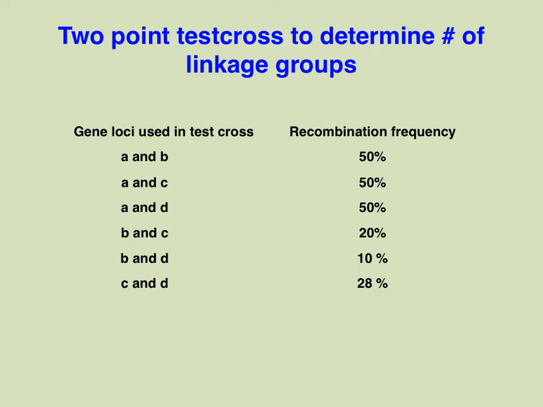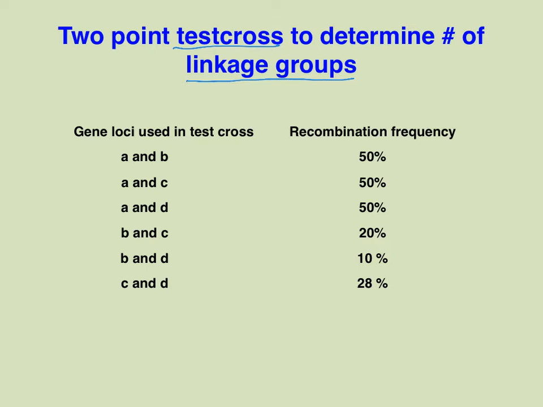We're going to start these practice problems by looking at data from a test cross. This data shows us the frequency of recombination between pairs of alleles. We're going to try and determine the number of linkage groups, that is, how many of the genes are linked together and how many move independently of a larger group.